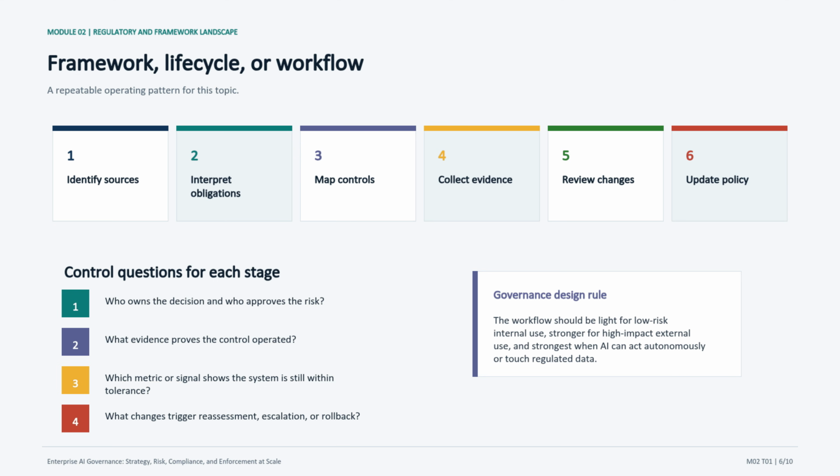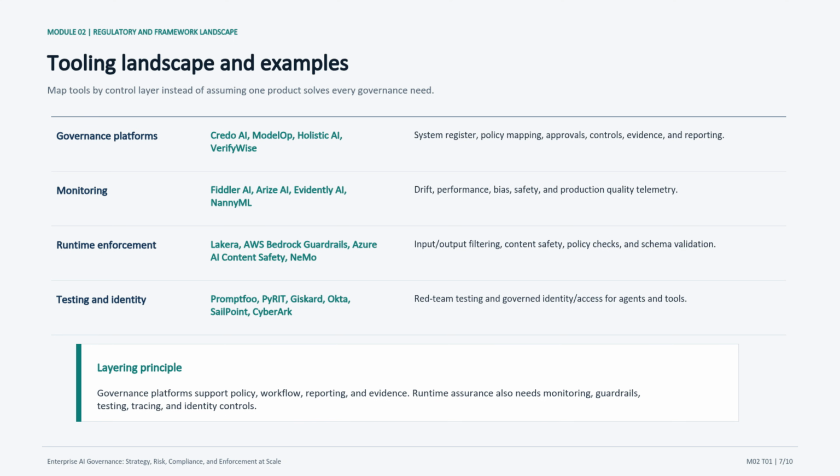Once the workflow is clear, we can talk about tooling without falling into the trap of assuming one platform solves every layer of governance. Tooling is often where enterprise AI governance conversations get blurry, so I would frame this slide carefully. We are mapping tools by control layer, not shopping for a single magic product.